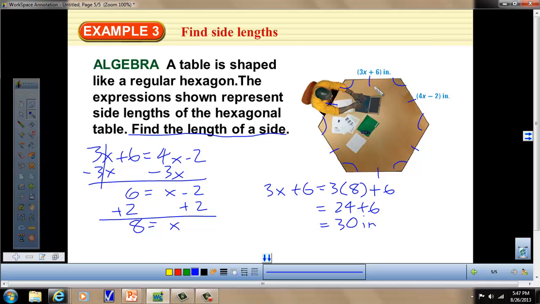And I would really quickly in your head check to make sure that 8 works for this one. If we plug 8 in for x, we get 4 times 8 is 32. 32 minus 2 gives me 30. So now we know they're both 30. Therefore, I did this work right and this work right.